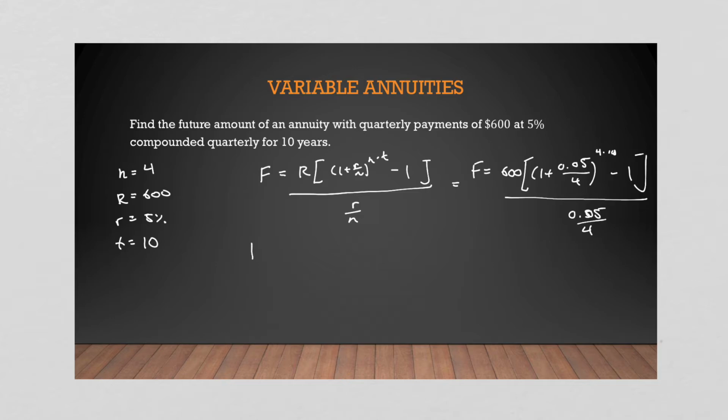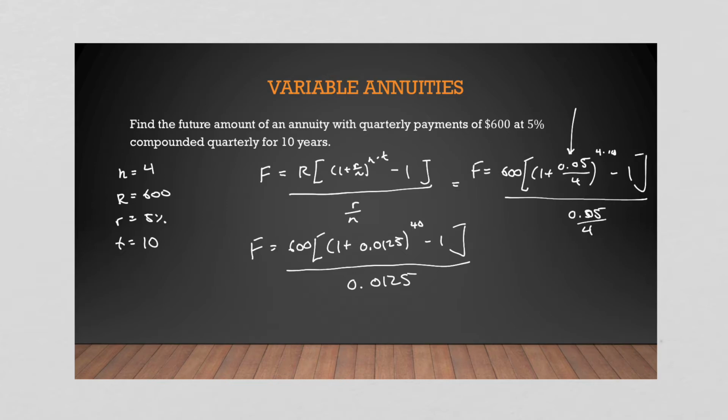So the first thing I would do is just go 4 times 10, and 0.05 divided by 4. So you have 600, and then 1 plus 0.0125. I would only do that if the calculation comes out to a relatively short decimal. Otherwise, you're going to store that. And then to the power of 40. That's what I would definitely do first. And then on the bottom, I'm going to put 0.0125. It just helps your calculator work here.